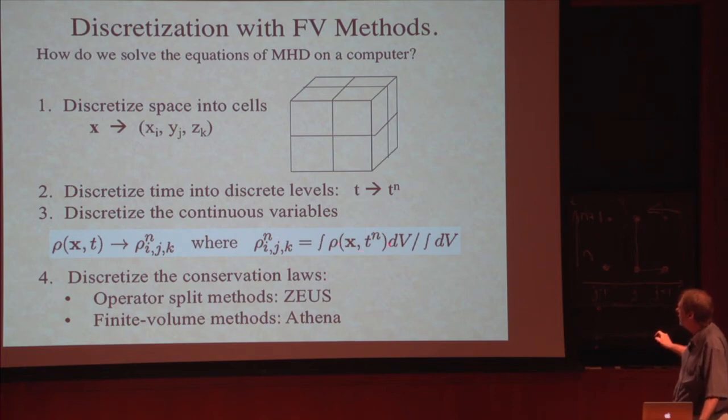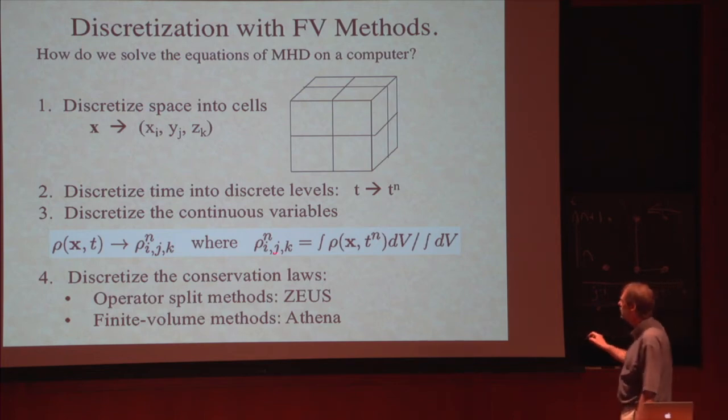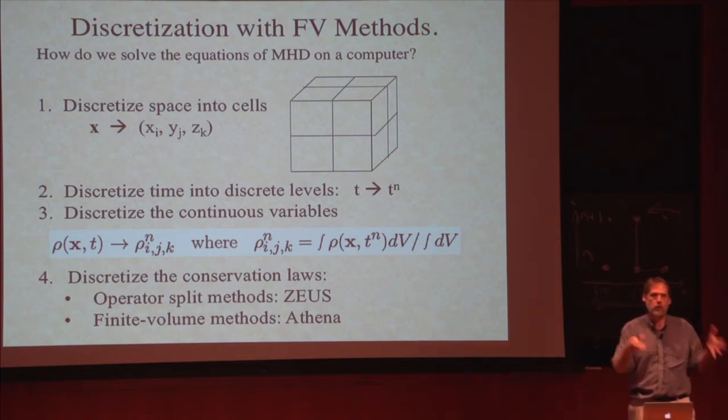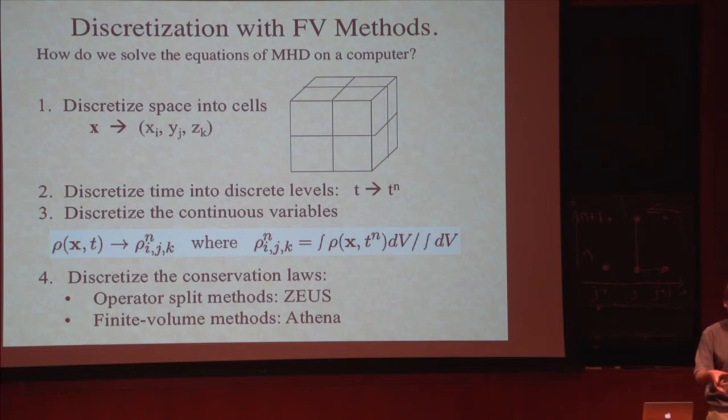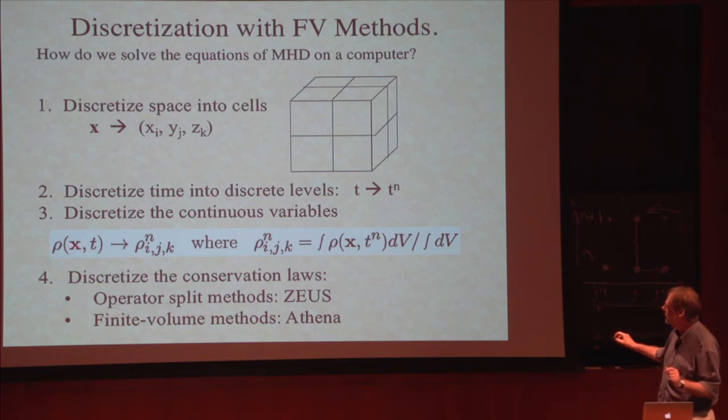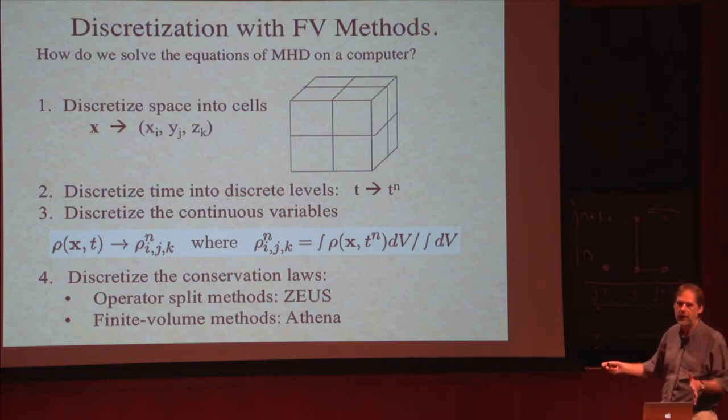They're the integral of the analytic solution over the volume of the cell at the time level t, divided by the volume of the cell. So you throw away internal information about the solution to just store a volume average discrete value at the cell. These are not point-wise values. This is not the solution sampled at the point xi, yj, zk. It is the integral of the solution over the cell. That's a very important distinction.